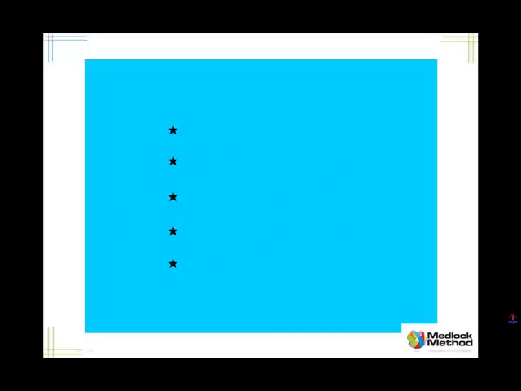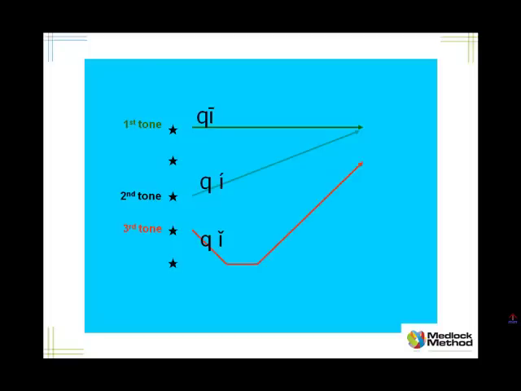Good. Well done. And next one would be chi. Okay, high flat. Chi. Chi. Okay, you go. And going up. Chi. Chi. Okay, you go. And next one will be falling, rising. Chi. Chi. Okay, you'll go. Okay, the fourth will be falling. Chi. Chi. Okay, you'll go.